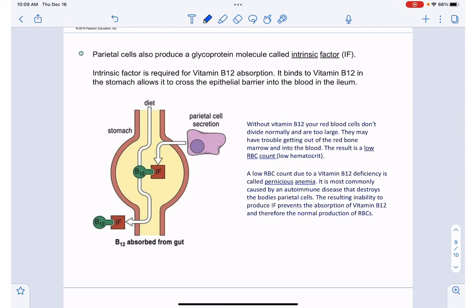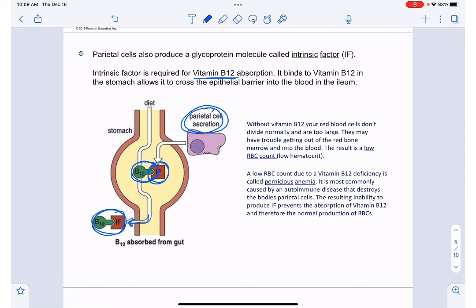And the last thing I want to point out about the stomach is that the parietal cells lining the stomach, the same cells that produce hydrochloric acid, are also going to produce a molecule called intrinsic factor. And intrinsic factor is required for the absorption of vitamin B12. It's released into the stomach. It binds to vitamin B12. And for vitamin B12 to move across the intestinal wall into the blood, it has to be bound to intrinsic factor. So it's required for the absorption of vitamin B12.